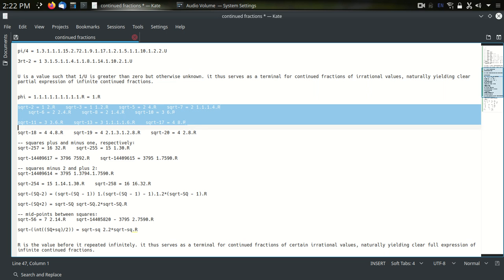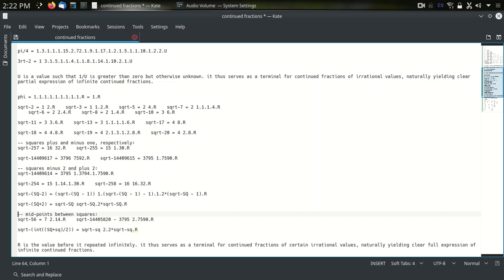A huge category here being the square roots, right? So, like square root of 2, it's 1 plus, and then just 1 on 2 plus 1 on 2 plus 1 on 2. You know, so the coefficient is 2 repeating forever. Square root of 3, it's 1 plus, and then the coefficients 1 and 2 repeating forever. Square root of 5 is 2 with the coefficient 4 repeating forever. 7 gets kind of interesting.